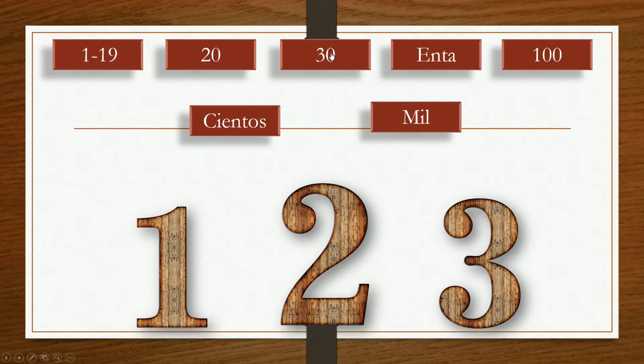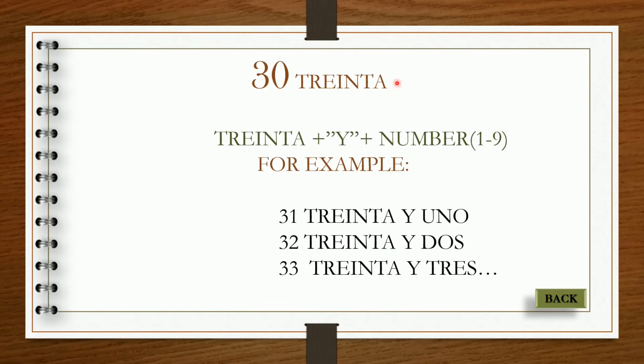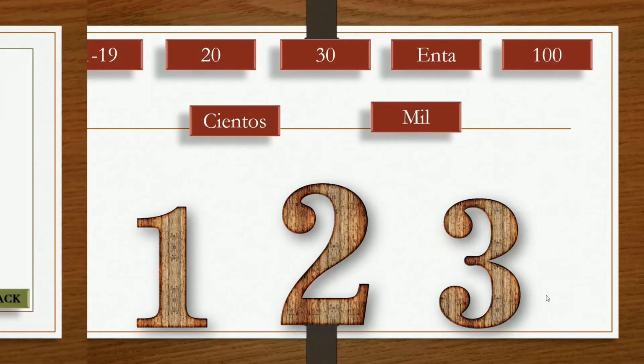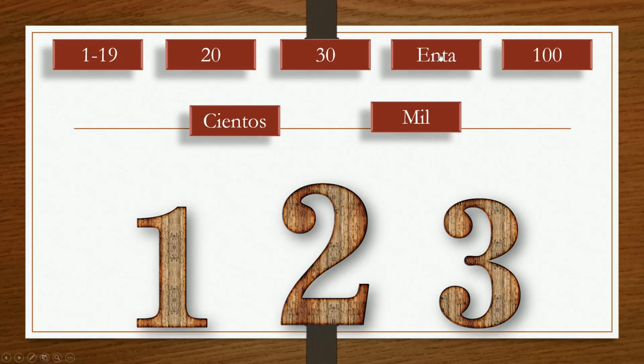Now we will check from 30 to 39. And as you guys can see on your screen, we have a little formula. From 30 to 39, we will use 30 plus y plus the number from 1 to 9. For example, 31, 32, 33, and so on until we get to 39. So again, 31, 32, 33. It's pretty easy, right?